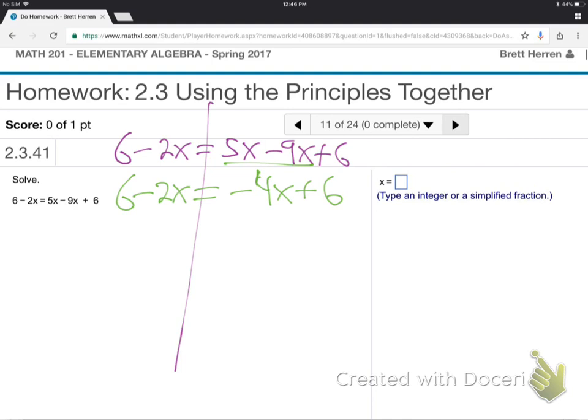So can you do a positive 4x to both sides? Yeah, because that'll get rid of the negative ones. So that's what I'm going to do. I'm going to add. But if you added 2x to both sides, that'll work too, because that'll get rid of the negative 2x. It doesn't matter. Just get rid of one of them, and it'll all be good.